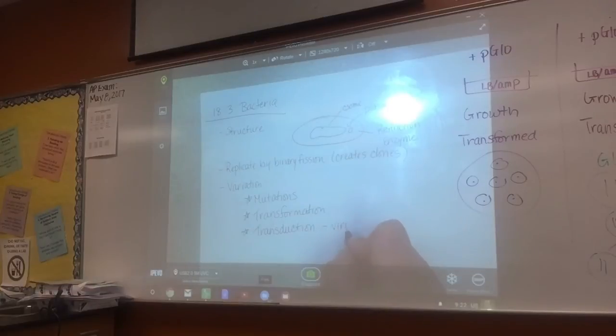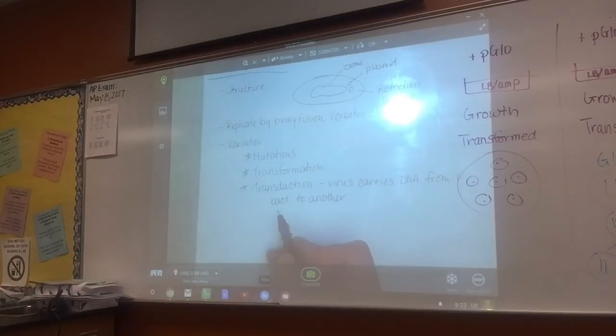This is when a virus carries DNA from one bacteria to another. So it's when a virus infects one bacteria, and the bacteria accidentally puts the bacteria's DNA in the virus, and then that new virus that has the bacterial DNA goes and infects another cell and injects that other bacteria's DNA into it. So that is transduction. And then the last form is called conjugation.